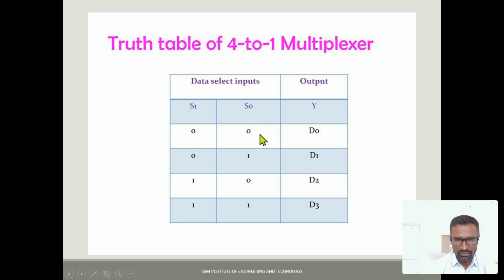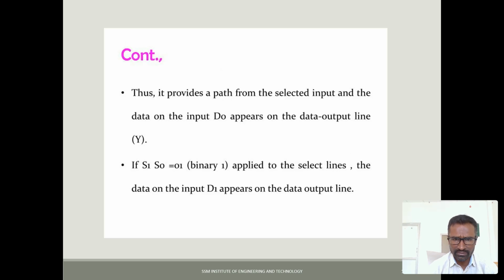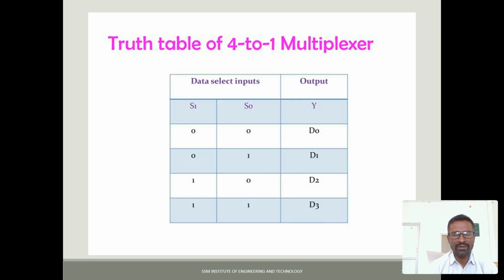If the selection line is 0 0, we get the first data as the output. If it is 0 1, the second data input is considered as the output. If it is 1 0, the third data input will come at the output, and 1 1 means the fourth input data will come out at the output side. So this is the operation I will try to convey. This is the multiplexer, ultimately a single output from many digital information sources.